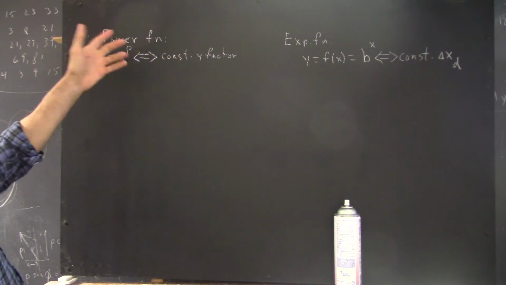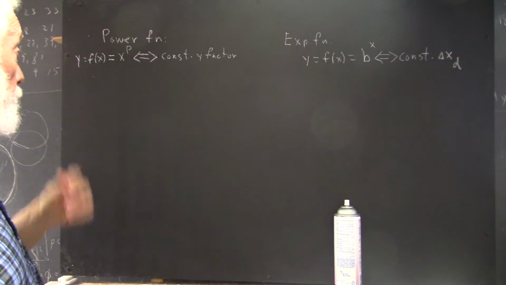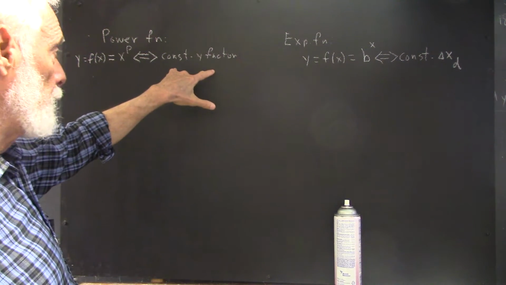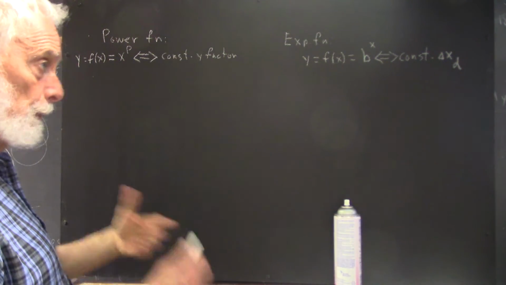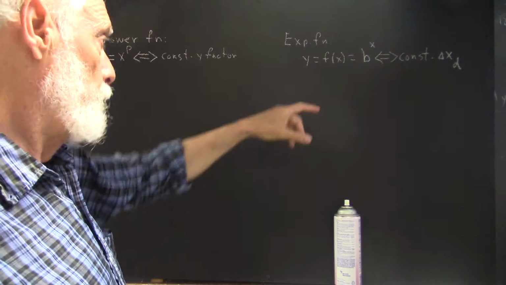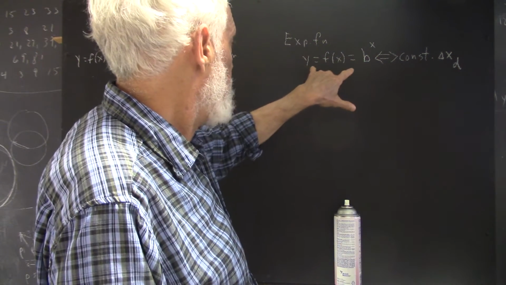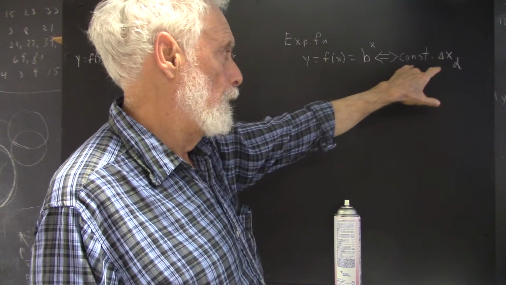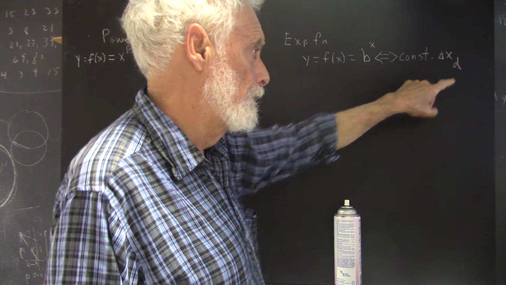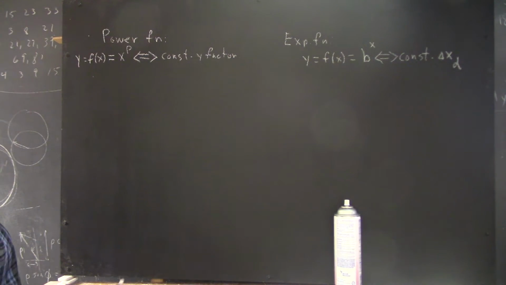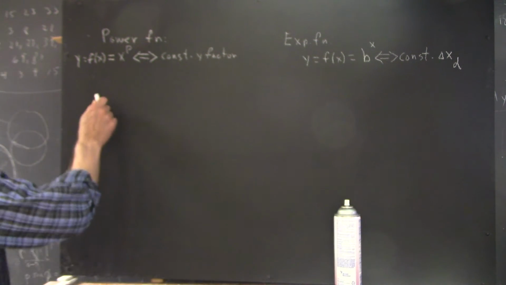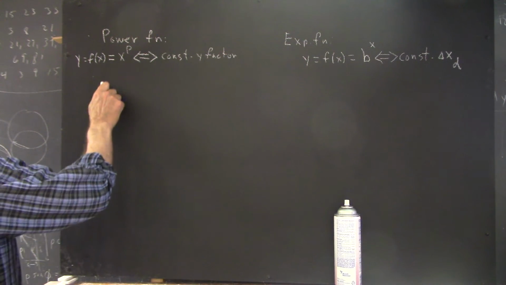Each definition is equivalent to a geometric property of the graph. For a power function, the geometric property is the fact that the function has a constant y factor. Now I'm addressing this to people who've been through the course. I'm not defining it at this point, so it's just a quick overview. An exponential function has a constant doubling displacement, which we have denoted by delta x sub d. Now, there's another way to express the algebraic property, and I'll do that in a minute, but let's see what the geometric property tells us.